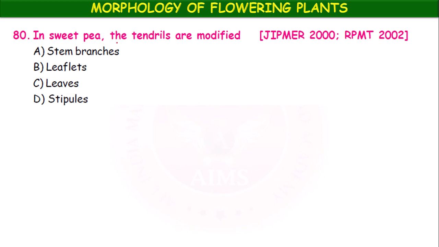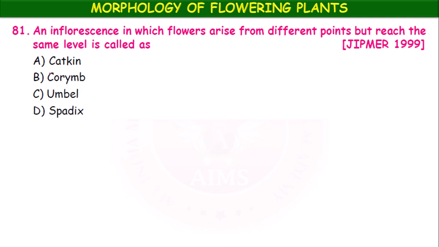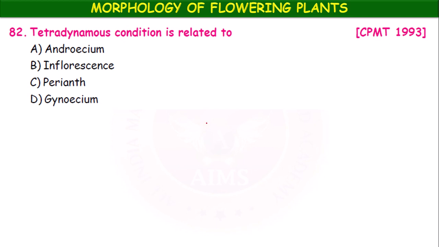In sweet pea, the tendrils are modified leaflets. An inflorescence in which flowers arise from different points but reach the same level is called corymb. The tetradynamous condition is related to androecium. Children, read the textbook and clarify your doubts.